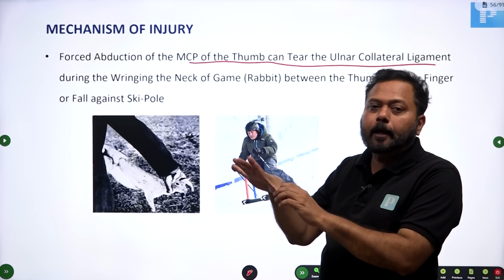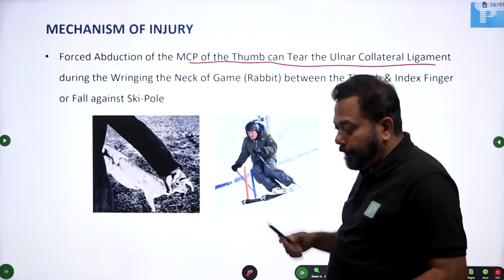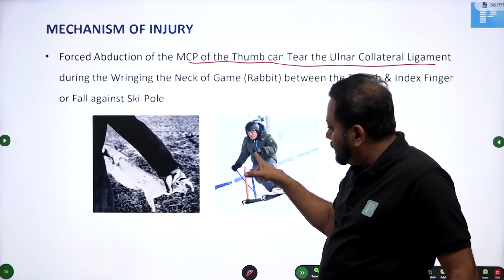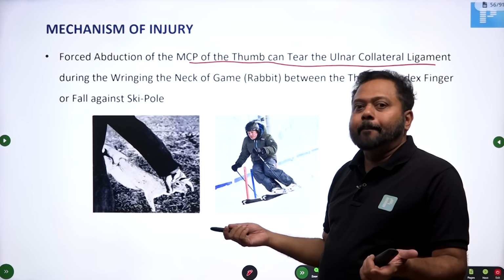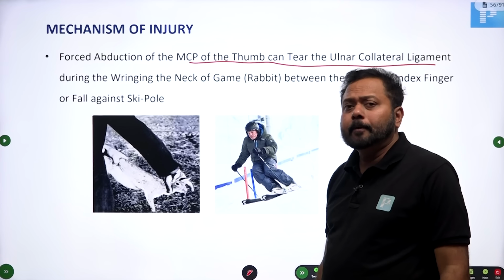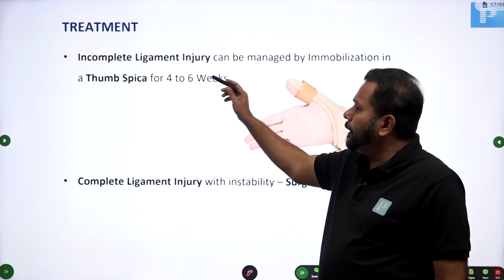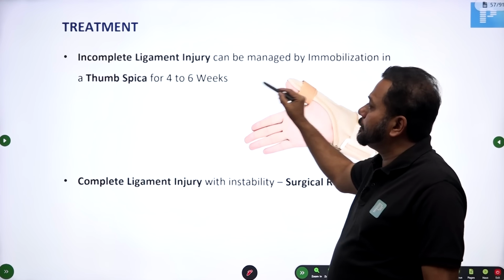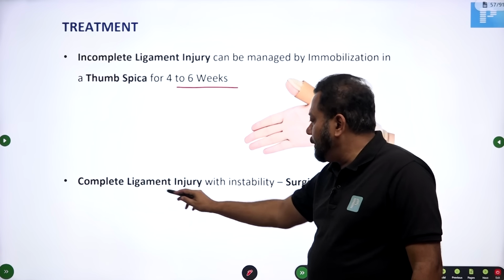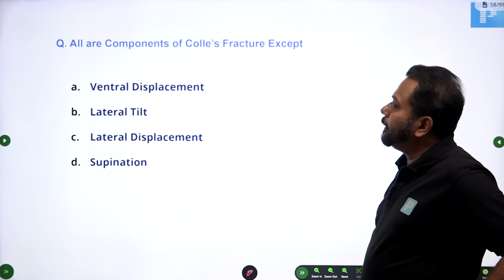Sometimes this injures the ulnar collateral ligament of the metacarpophalangeal joint. Or when they fall with the thumb against the ski pole, it happens. That's why it's called skier's thumb. Gamekeeper's thumb, other is called skier's thumb. Very favorite question. Incomplete ligament injury can be managed by immobilization in a thumb spica for 4 to 6 weeks. If it is a complete ligament injury with instability, surgical repair is needed. We'll move on to the next thing.